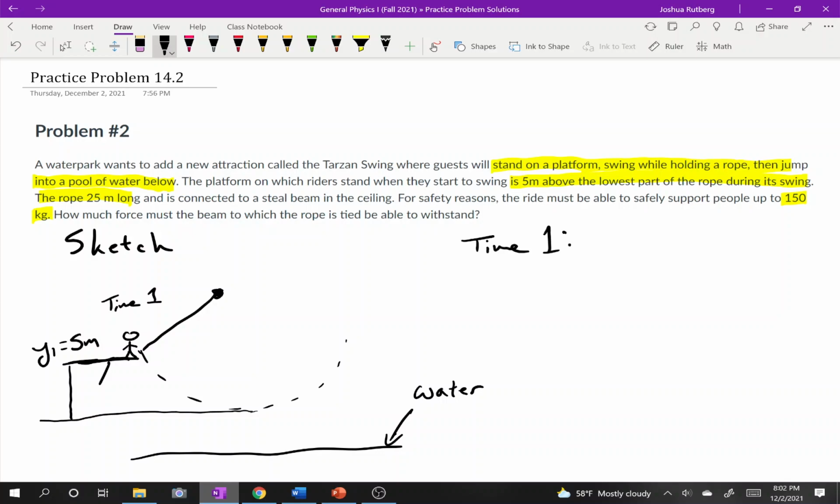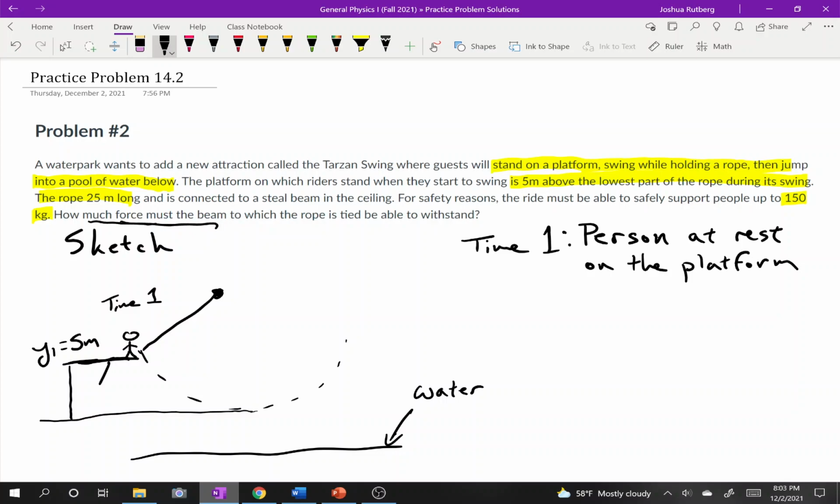So time 1 will be the person at rest on the platform. And time 2 is going to be where the force the rope exerts on the beam, which is also the force that the rope exerts on the person, because that's how ropes work, is greatest. Because I want to find the maximum force the beam is going to have to withstand.